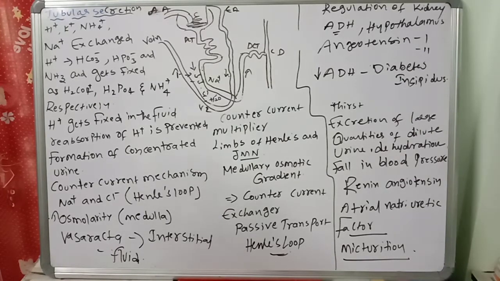The next concept is micturition, the process of release of urine. What is micturition? The release of urine from the bladder is called micturition. Urine formed by the nephrons is ultimately carried to the urinary bladder and released by a voluntary signal from the central nervous system.